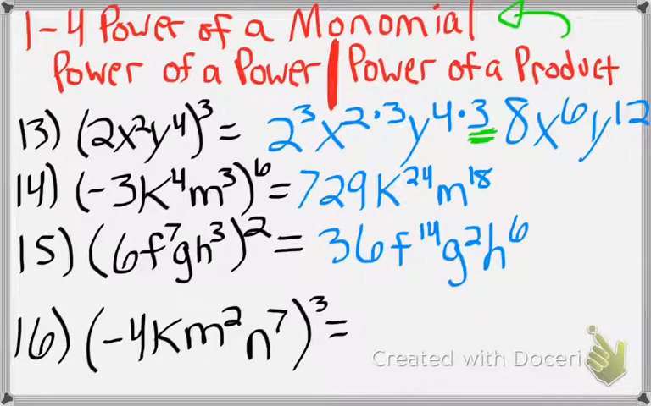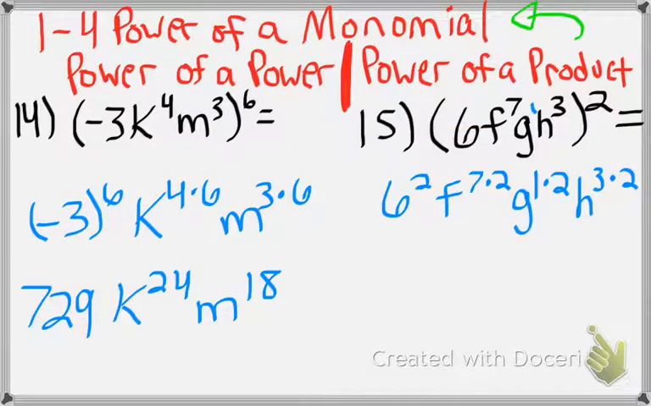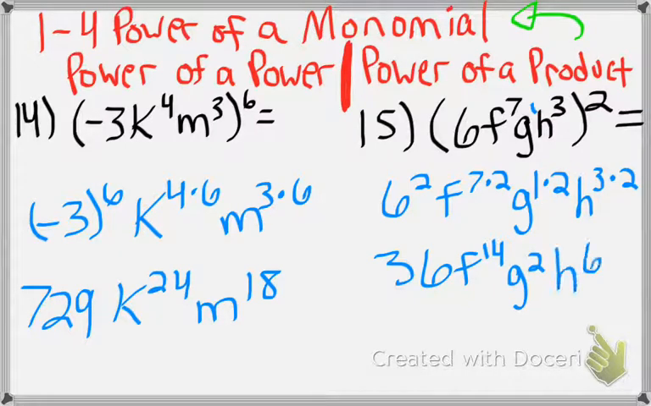Now, if you already know how to do it, you can fast forward past this next part. Everything on the inside to the second power. 6 to the second power is 36. F is the 7 times 2, so f to the 14th. G doesn't have an exponent, so it's going to get that 2 from the outside, for the reason of showing your work like this. And then h to the 6th power. 3 times 2 is 6. That's how we get our final answer for number 15.